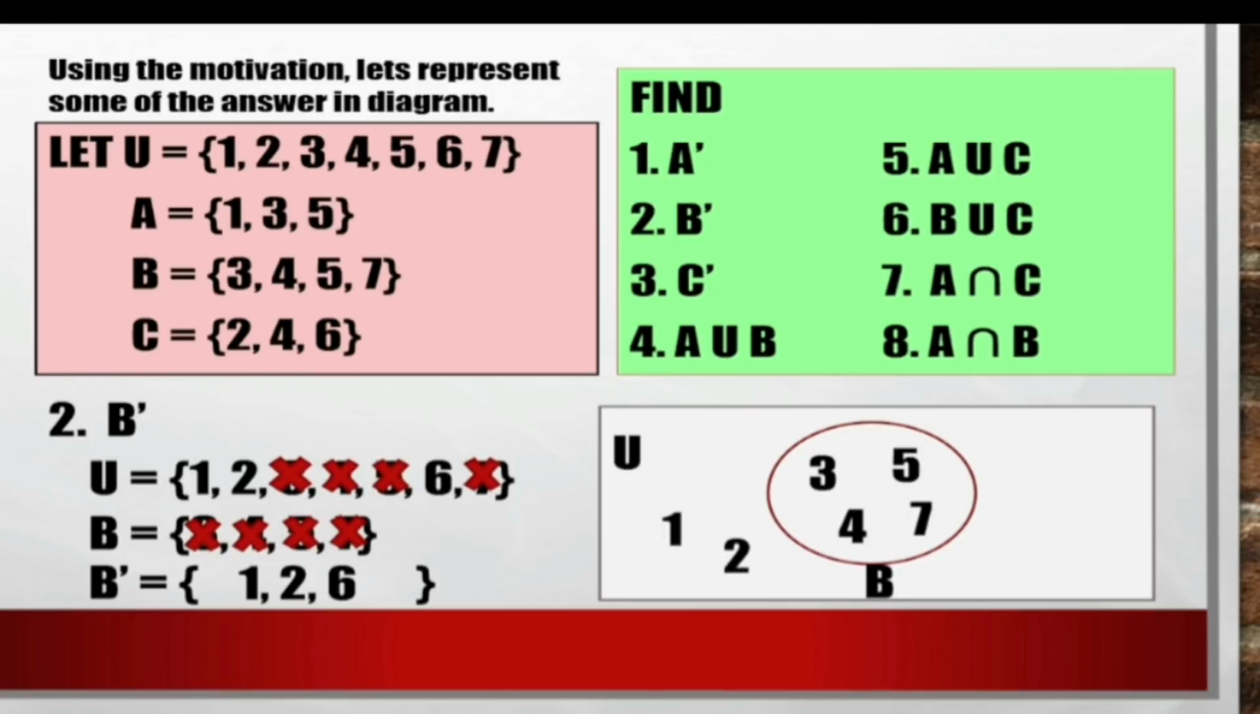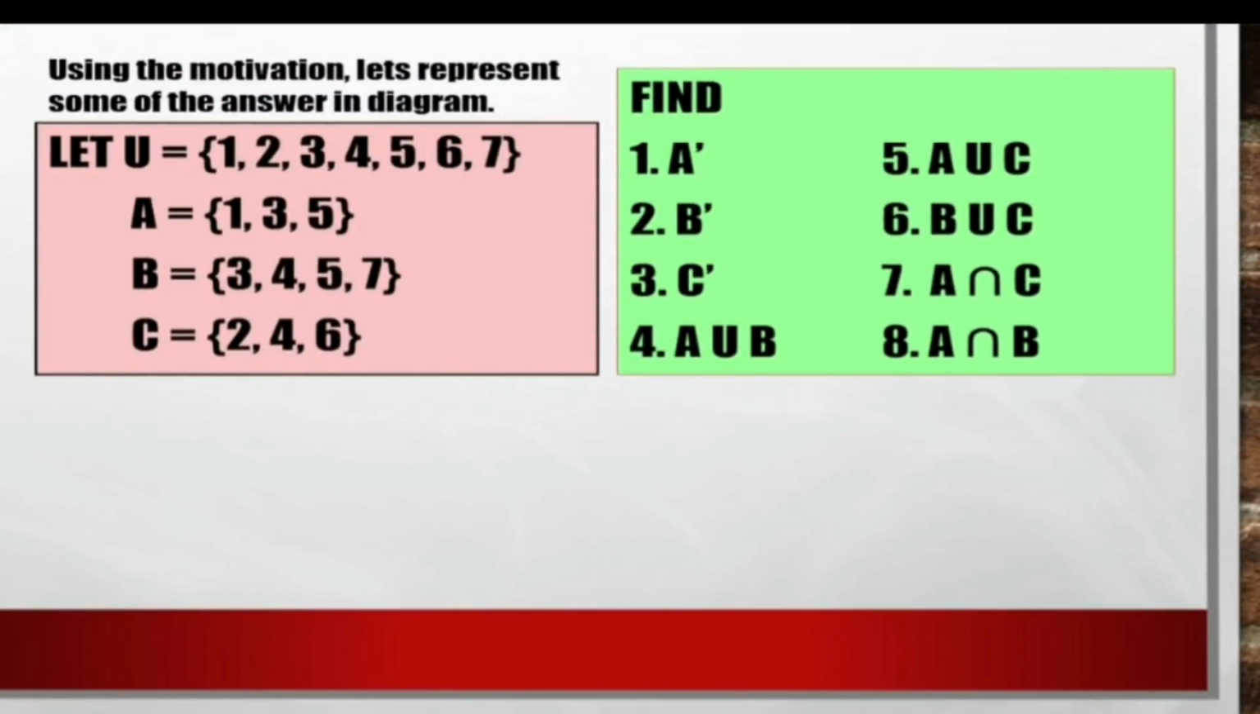So 1, 2, and 6. If we will represent B prime in our universal set or in our Venn diagram, we again simply highlight the elements 1 to 6, which is outside the elements of set B. Now, we'll proceed with problem number 4.